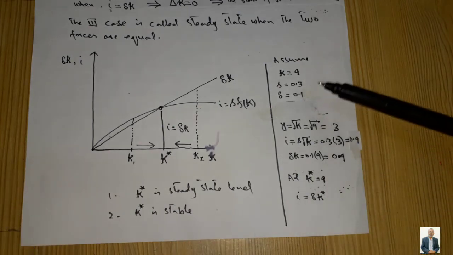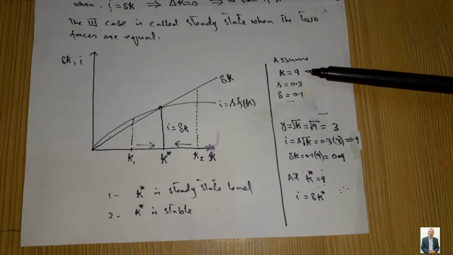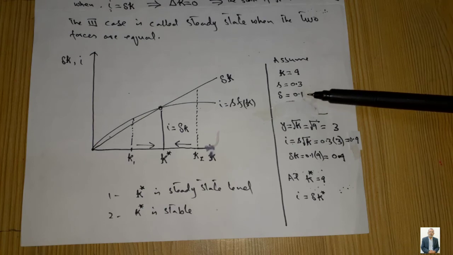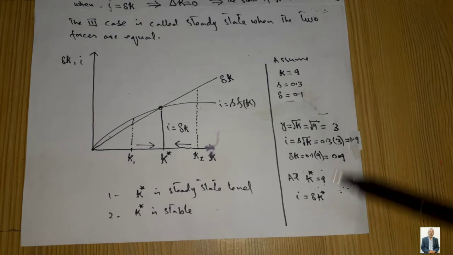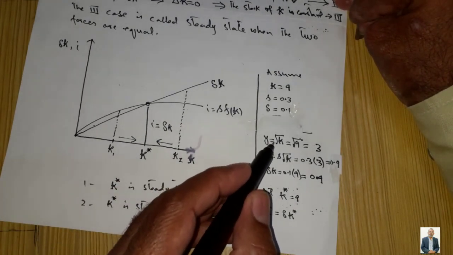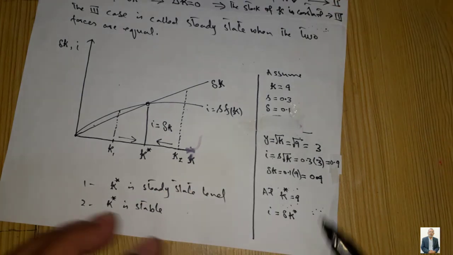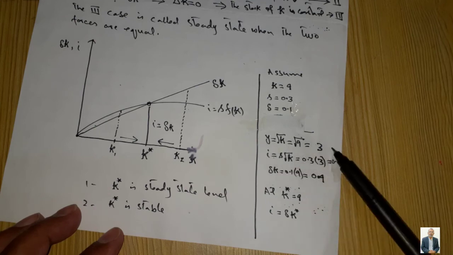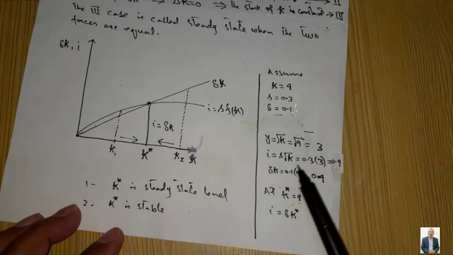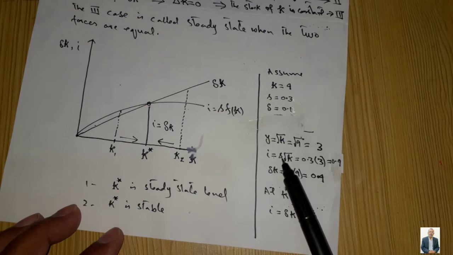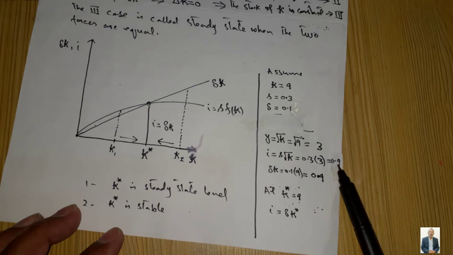So this is the numerical example. If we assume that our K is equal to 9, the saving rate is equal to 0.3 and the depreciation rate is equal to 0.1, then y is a function of K star, so putting this 9 in here, we can get y per worker as 3, and investment per worker is this one. So putting this 3 here, and the s we have assumed is 0.3, we will get the investment per worker as 0.9.